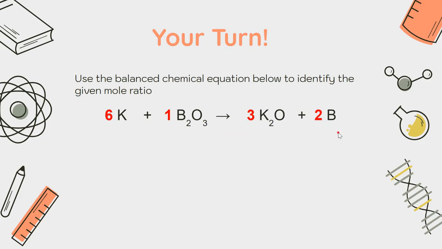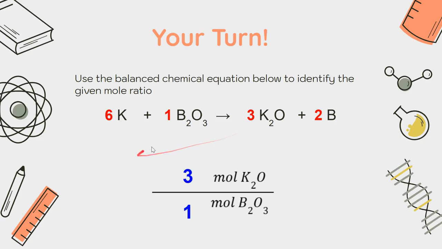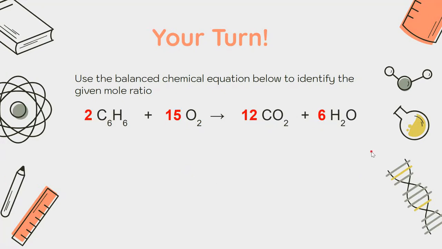Go ahead and try it out with this next problem. Find the mole-to-mole ratio for moles K2O to moles B2O3. You should have found there were 3 moles K2O for every 1 mole B2O3. All right, let's move on to the next question.